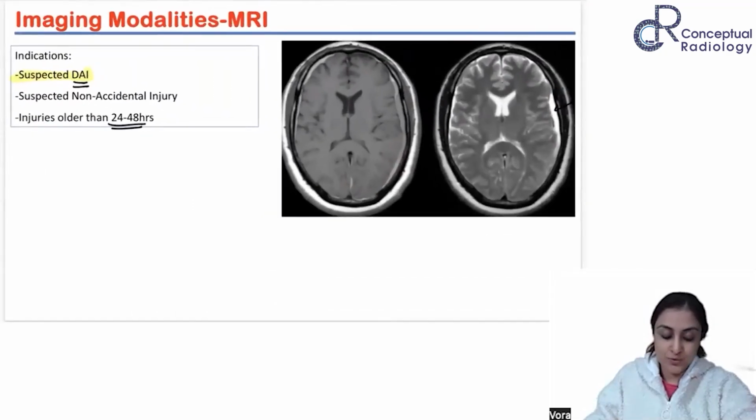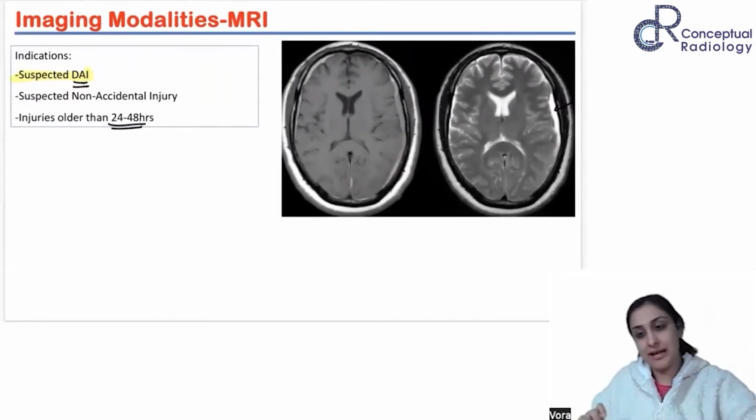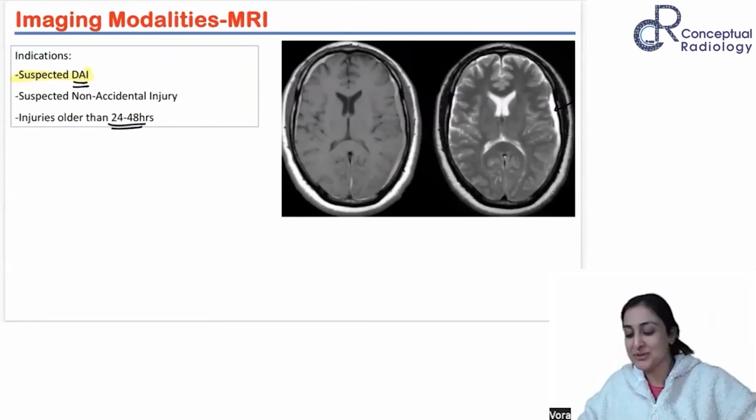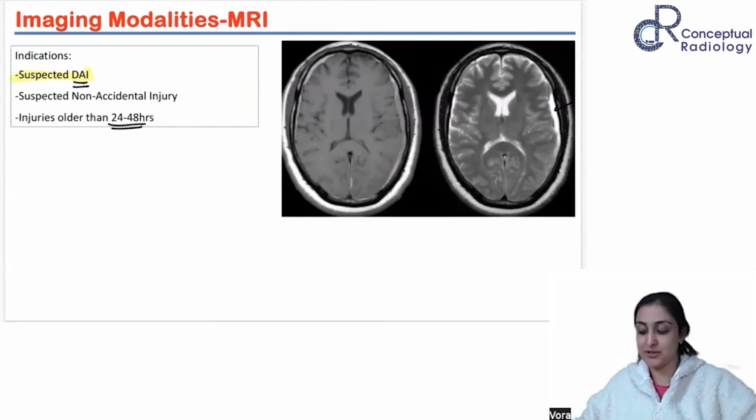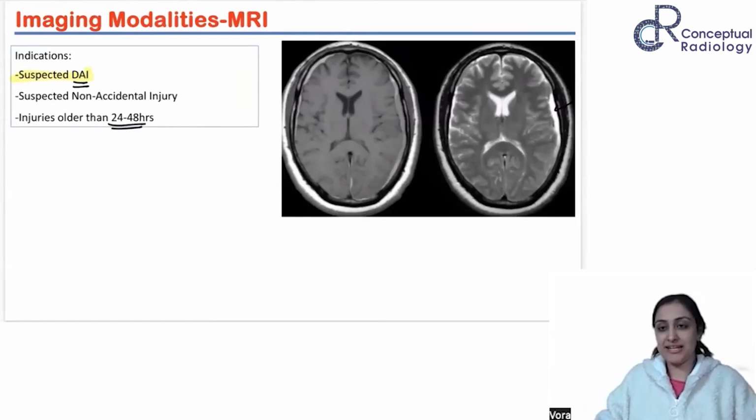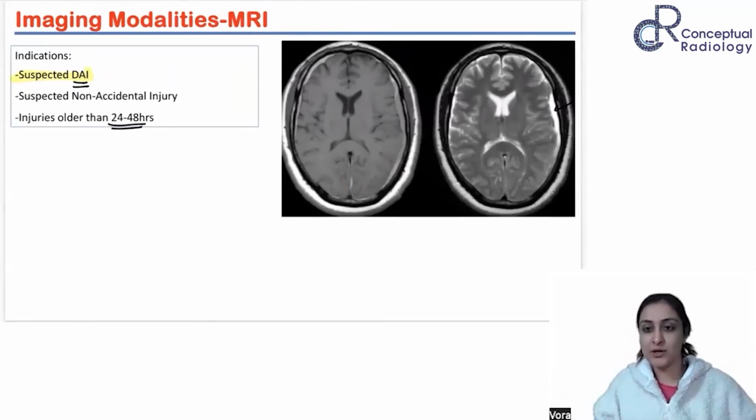Do you know how to age hematomas on MRI? Do you know any mnemonic to remember this? Whether it is hyperacute, acute, subacute. So I'll teach you one. Okay, this is a nice poem that we are going to learn now, and we'll always remember it.